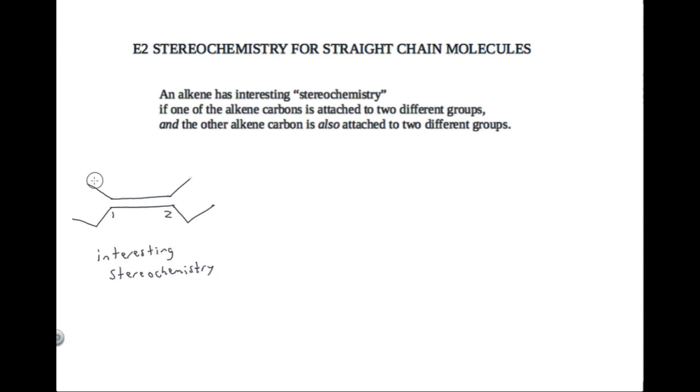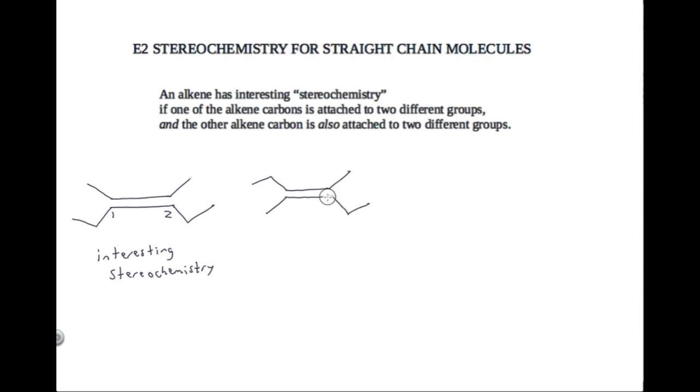Would it make a difference if we swapped this methyl with this ethyl? Would that give us a different molecule? Well, yes, this is a different molecule. How would you describe the stereochemistry now? Now you would say that the methyl group is cis to an ethyl, and that the methyl is trans to the other methyl. Well, that's different from the pattern in this case. So I hope you can see that these are two different molecules.